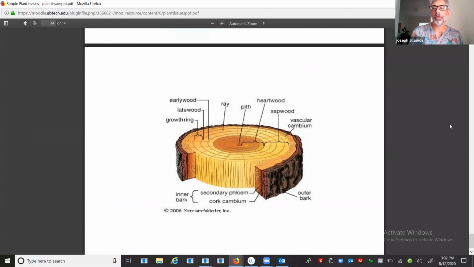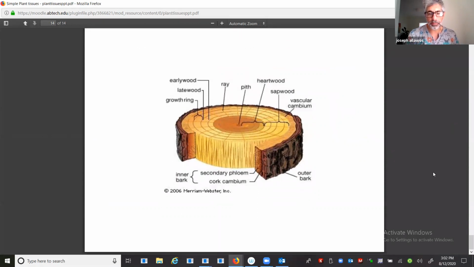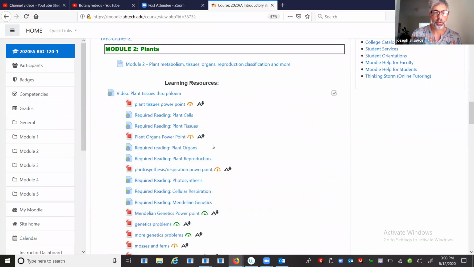All right, y'all. That's good. We're moving along, and just note that that is the last slide in this particular PowerPoint. So what we're going to do now is move into the next PowerPoint, which is a plant organs PowerPoint. So let's look at that. And you can see there is some required reading for you. You can read plant cells, and if you haven't already, read plant tissues. And then here's the plant organs PowerPoint.